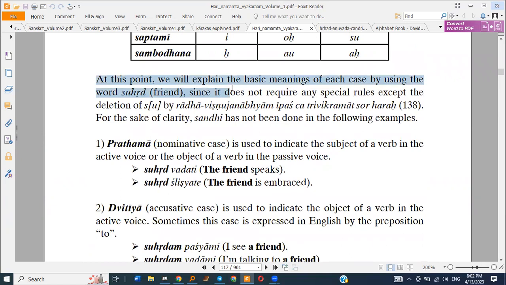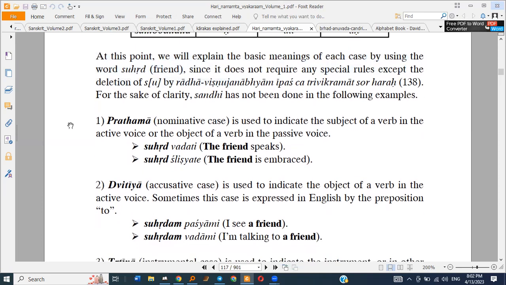At this point, we will explain the basic meanings of each case, each vibhakti, by using the word suhrid. So they have taken the word suhrid. We can take Krishna because we have done Krishna, since it does not require any special rules except the deletion of su. So let's understand some basics about each case.